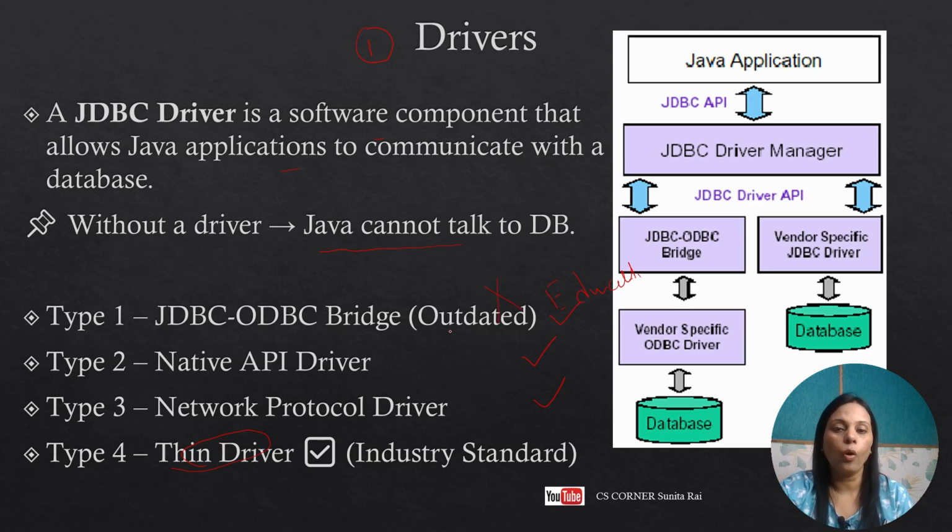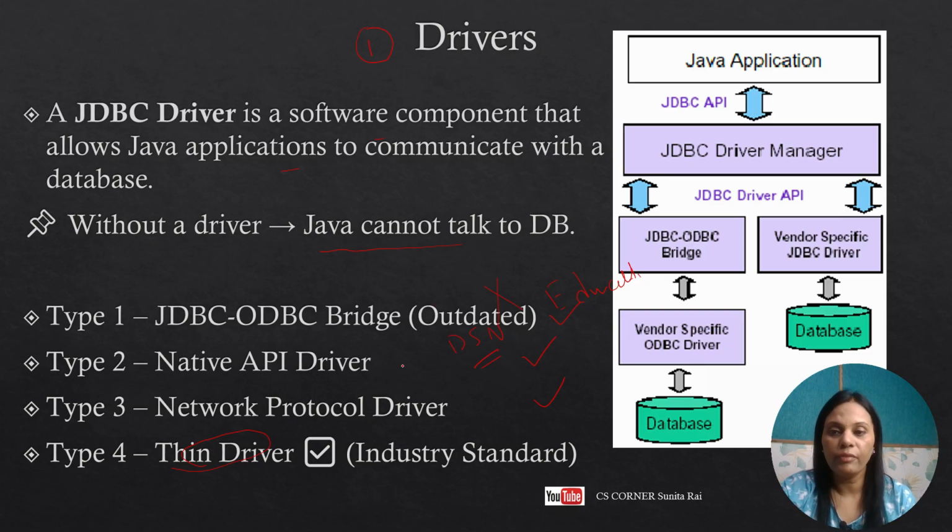Because it depends on data source name. We call it as DSN. So in your system, you have to configure data source name. You have to go to control panel. There you have to create a data source name. You have to tell where your databases is. And if you change your system, then again you need to create DSN. So hence we call JDBC ODBC outdated and platform dependent. It is never used.